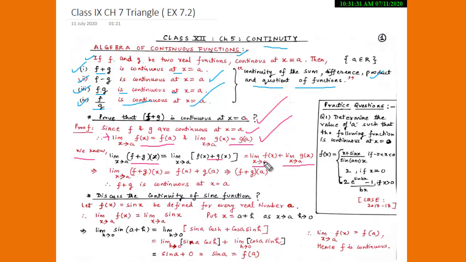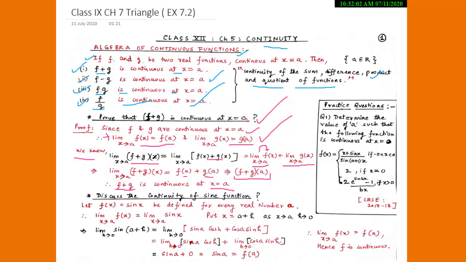And now from limit x tends to a, f(x), we get f(a), and from limit x tends to a, g(x), we get g(a). So after substituting the limit, we get f(a) plus g(a), which can also be written as (f plus g)(a). So students, you can clearly see that limit x tends to a, (f plus g)(x) equals (f plus g)(a). So we can say that f plus g is continuous at x equals a.